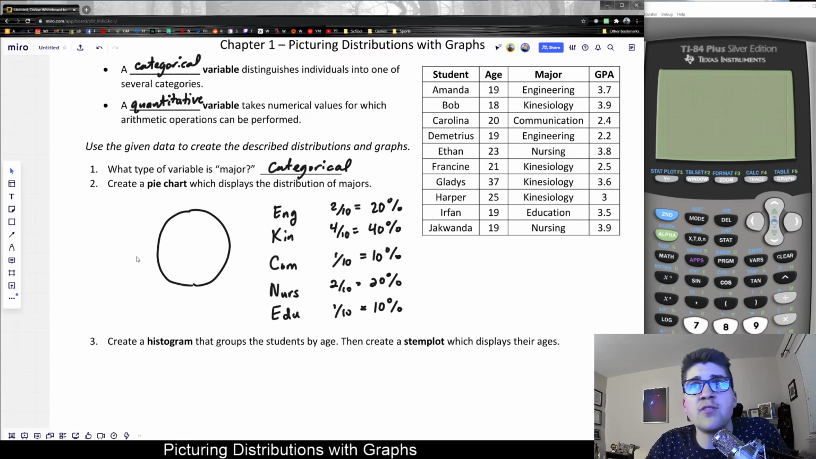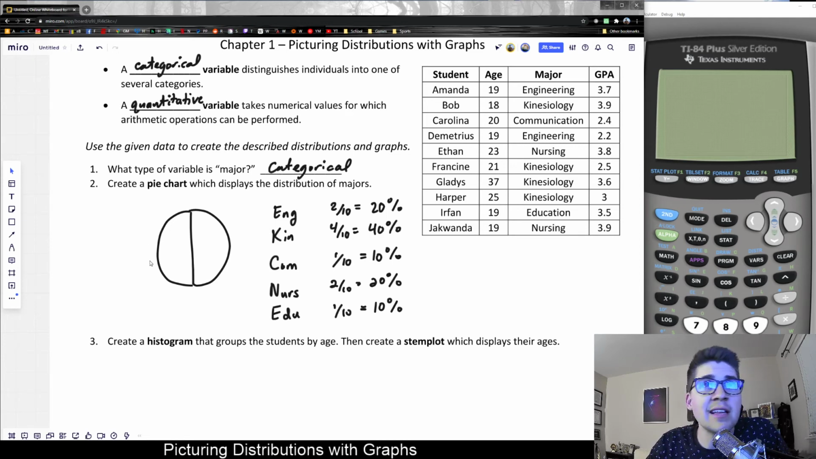Now, in terms of actually dividing up a circle into these, one strategy I suggest is you could see if some of your groups add up to 50%, because cutting your circle in half, that's pretty easy to do as a way of starting. And notice I do have a 40 and a 10%. So if I took half of it, kinesiology and communications, they make up half of my distribution. And from here, now, this half of the circle would represent 50%. And I could then break that up into 5 slices, 4 for the 40%.